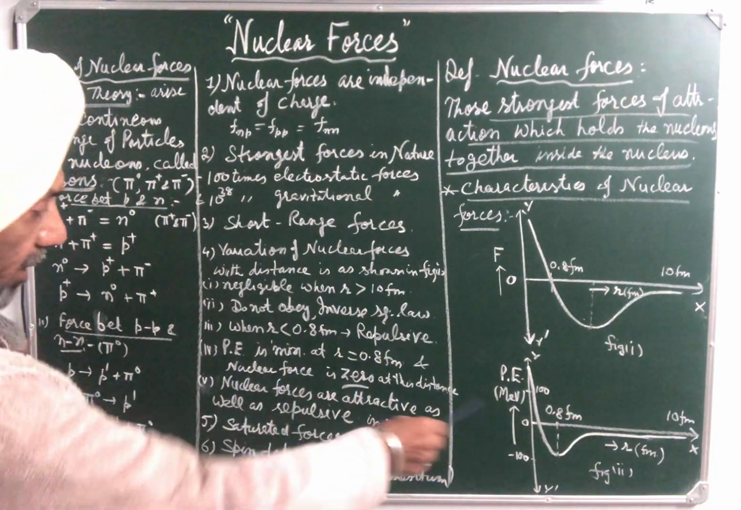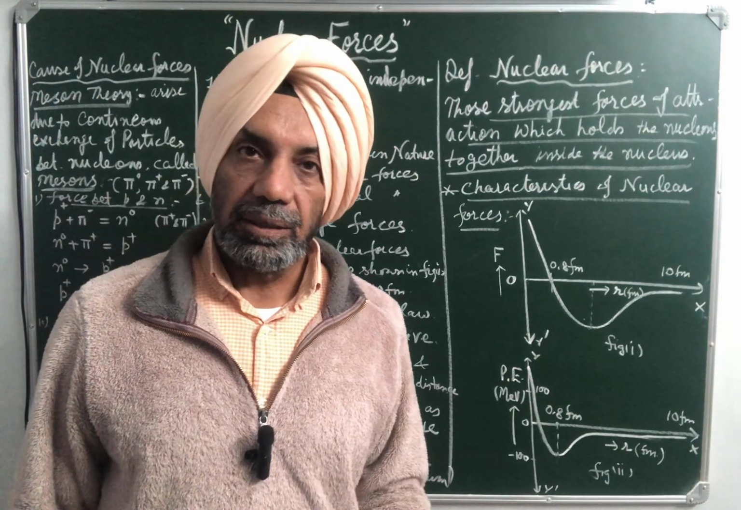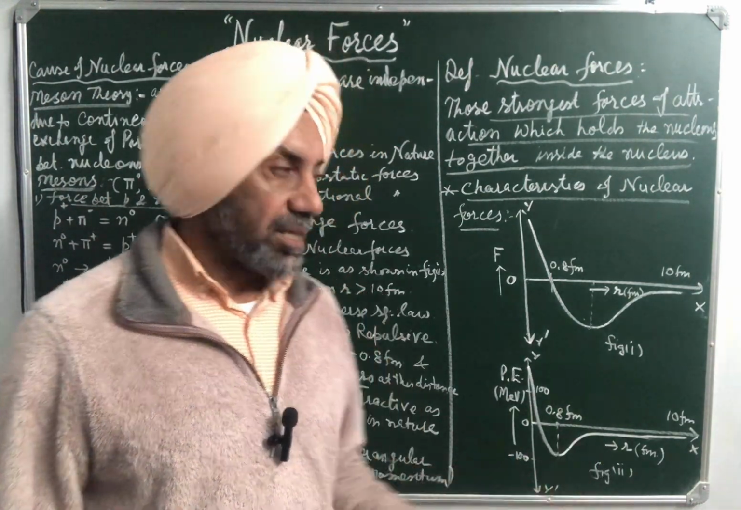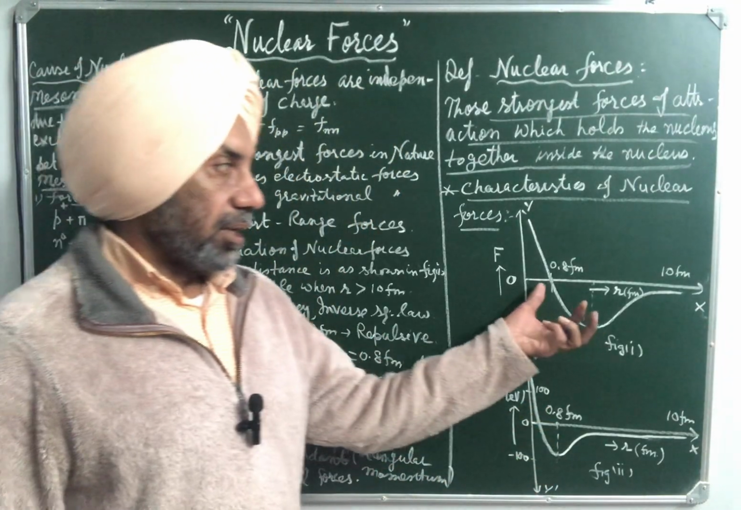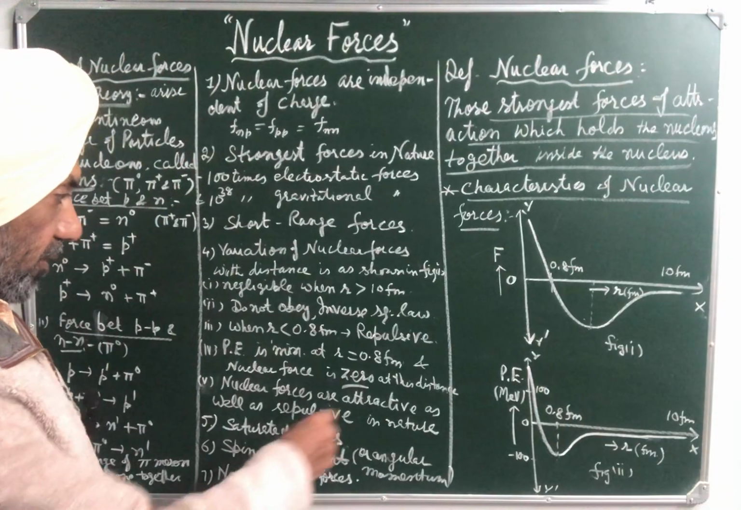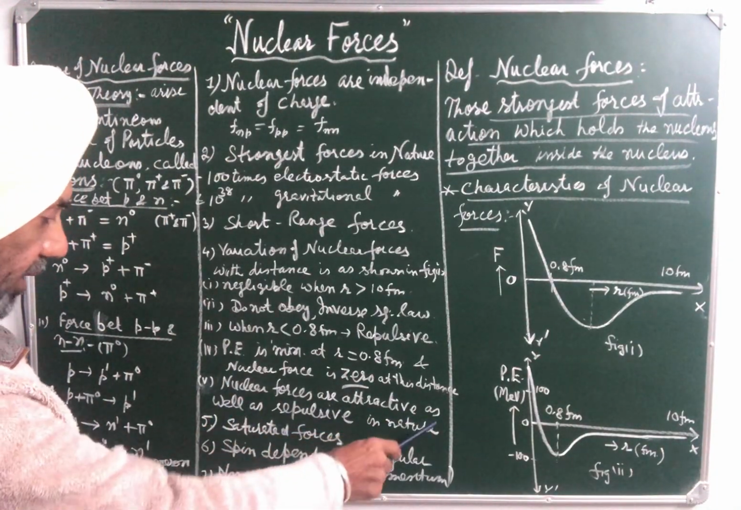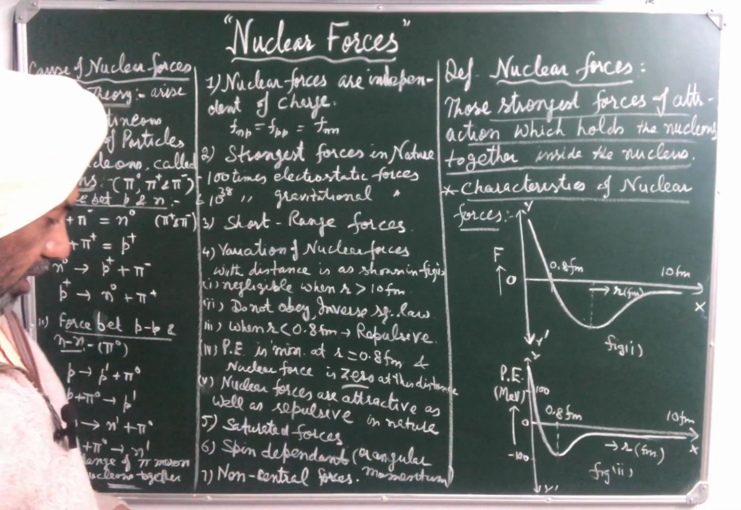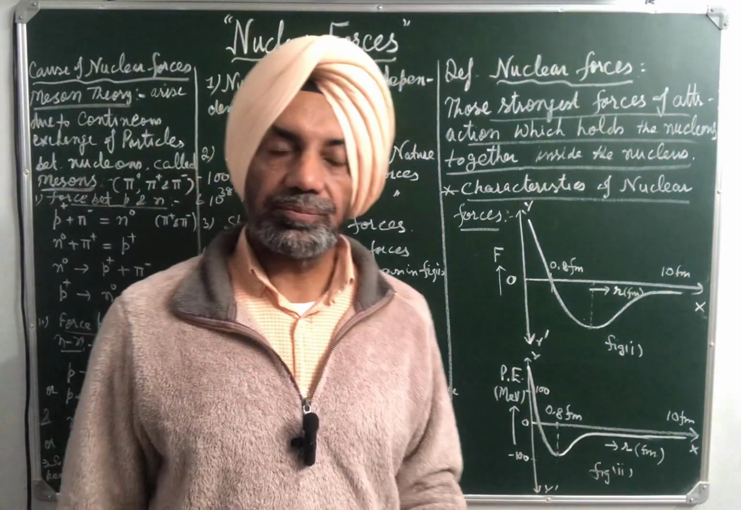Then from this graph, potential energy is minimum at R equal to 0.8 fermi. So potential energy is minimum, that is a negative value, when the nuclear force is 0 at 0.8 fermi. So nuclear forces are attractive as well as repulsive in nature. So nuclear forces are saturated forces.